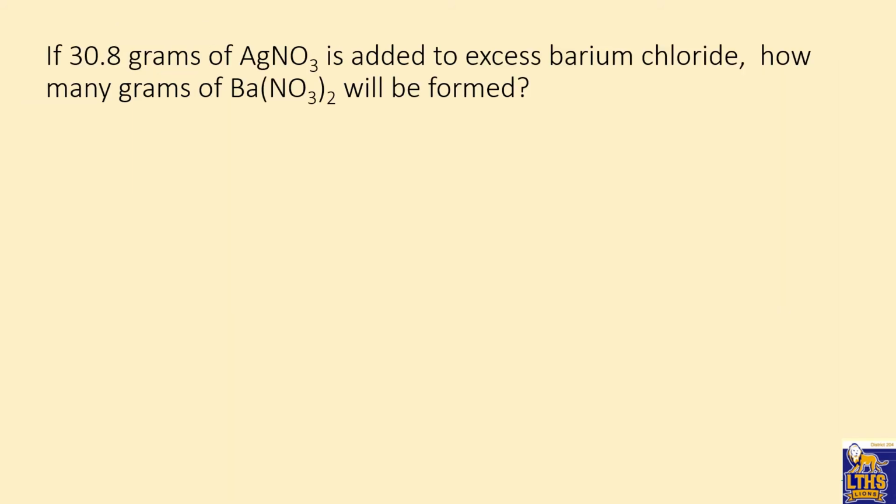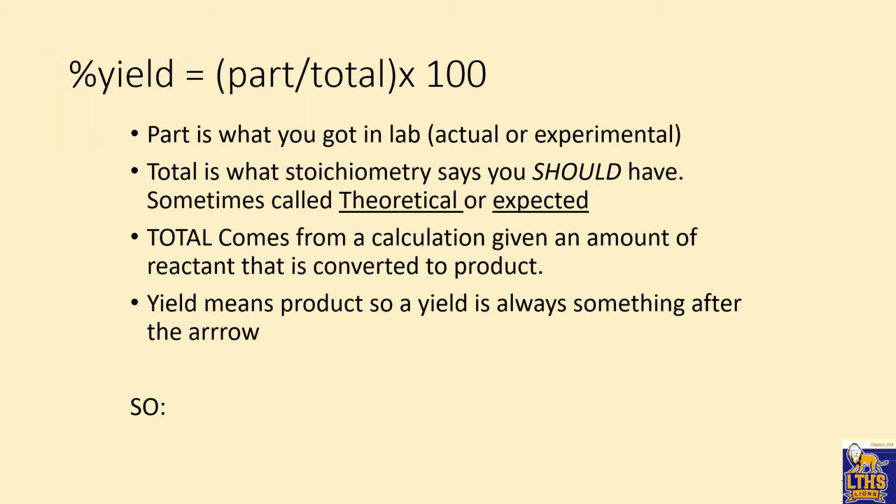If 30.8 grams of AgNO3 is added to excess barium chloride, how many grams of barium nitrate will form? Well, we need a balanced equation. For that last slide, you can make sure you try it and you get the answer 23.70 grams of barium nitrate.